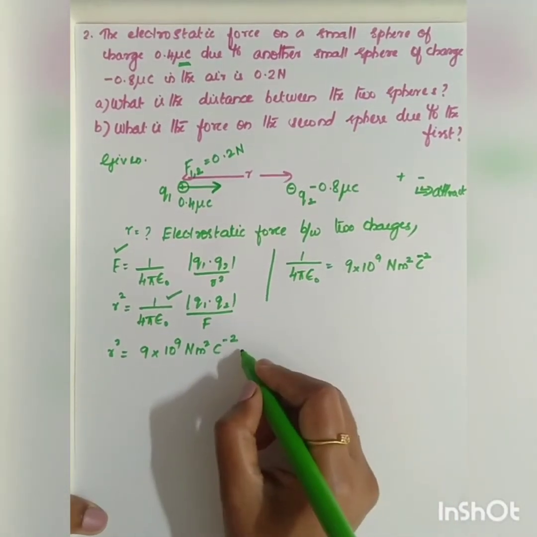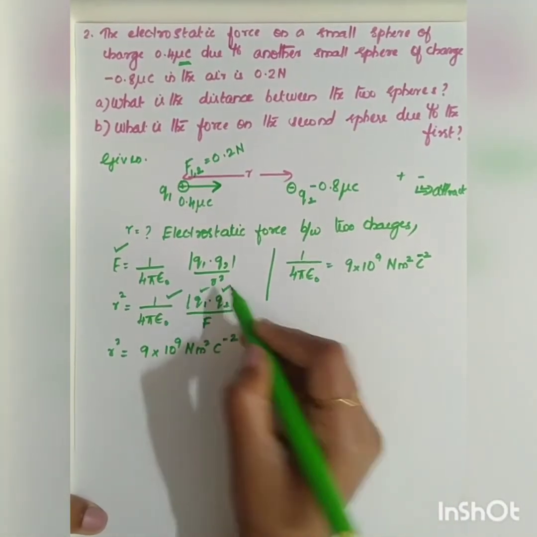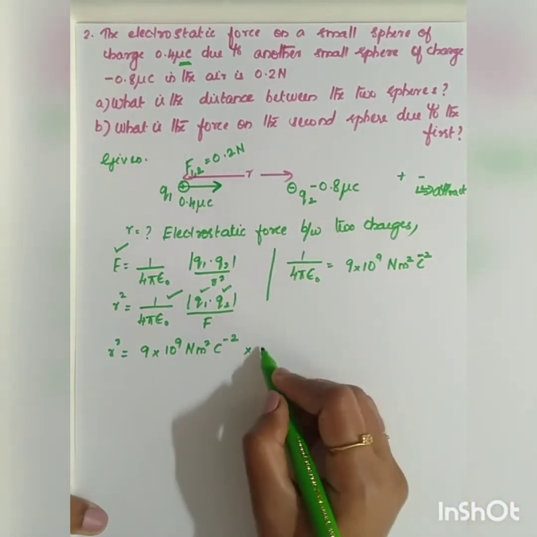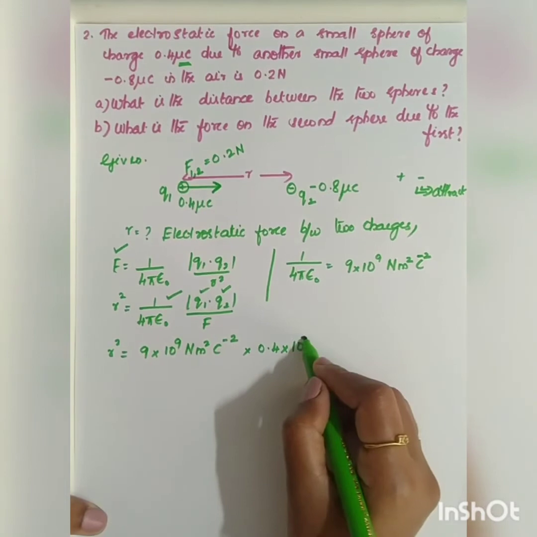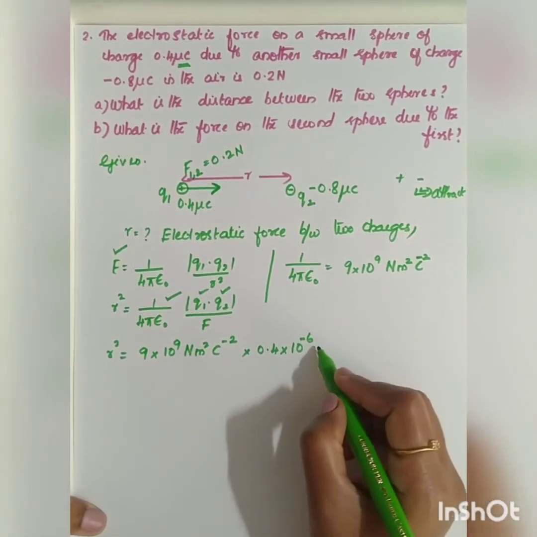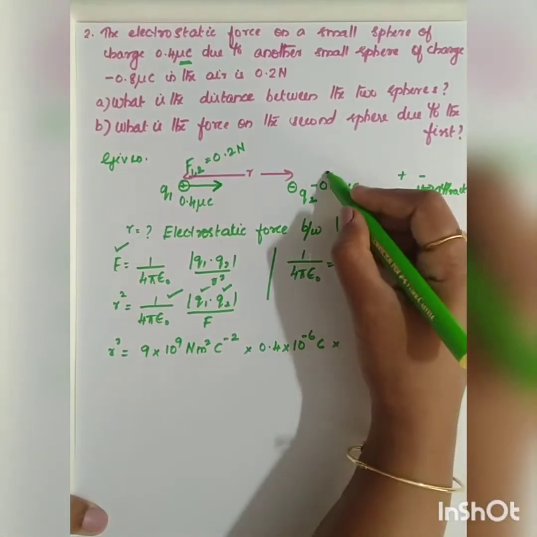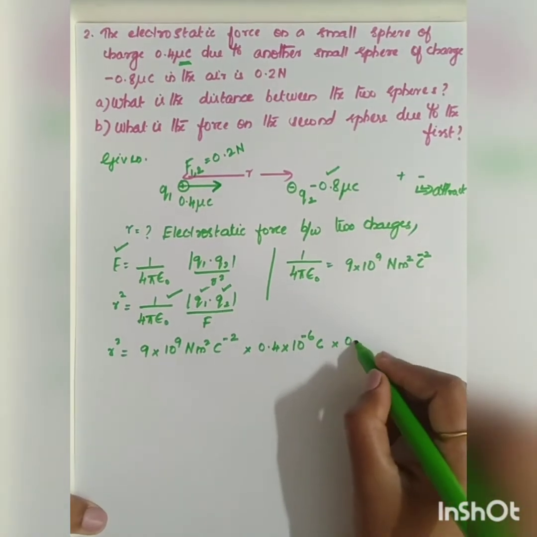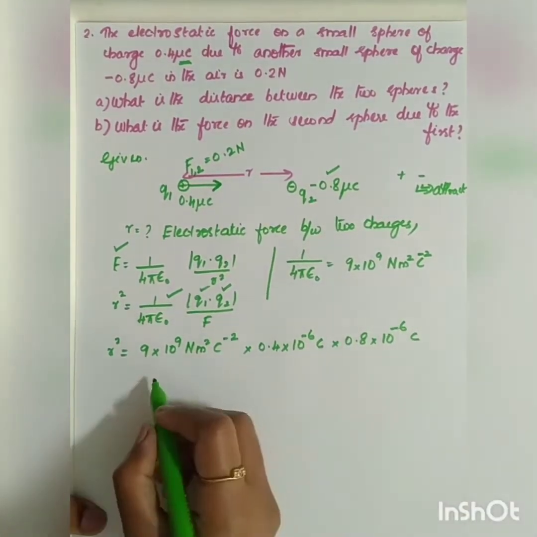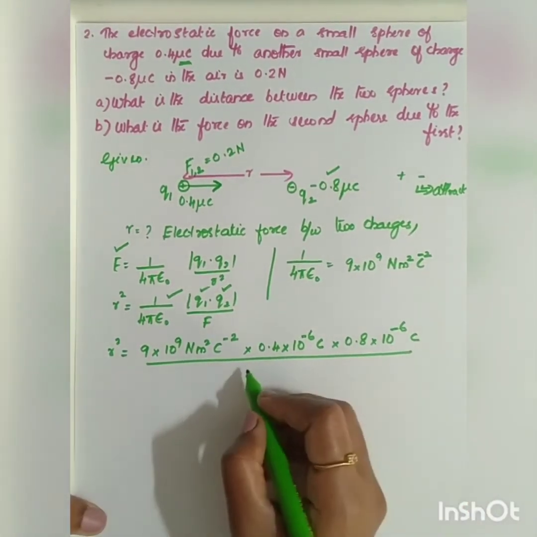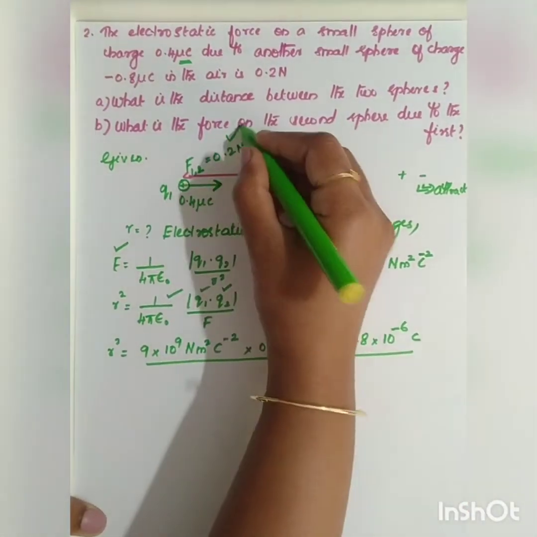Okay. Now, what is your charge? Here only the magnitude we have to take, so there is no sign. The first charge is equal to 0.4 into micro. Micro means 10 raised to minus 6 coulomb. Into, for the second, you have to eliminate your minus, so 0.8 into, here also it is micro, 10 raised to minus 6 coulomb, divided by, what is your F? F is equal to 0.2 Newton.